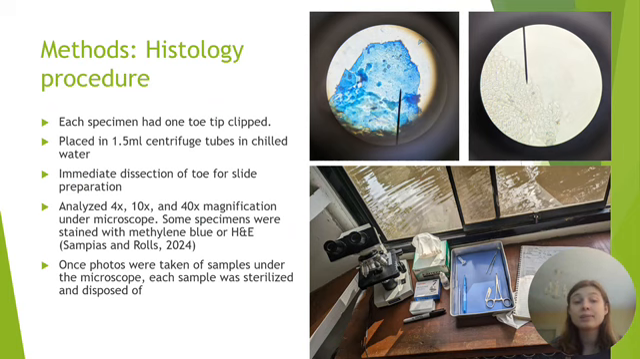Our second procedure was the histology test. Each specimen that we collected had one small toe clipped, and we placed it in a tube to be brought back to our makeshift lab on the boat. Then we would take the toe out and, using a dissecting scope, place it on a slide to be looked at under a microscope. We looked at it under the microscope on every magnification to see if there were any spores present in the skin layer, which is a common symptom of chytrid fungus. Once those were taken, we sterilized each specimen and discarded of it.